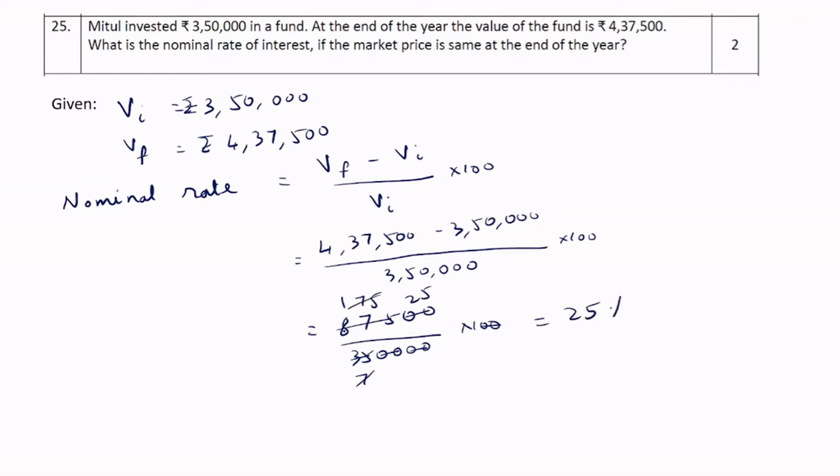So this is equal to 25%. Therefore, nominal rate is equal to 25%. Here writing what is given and the formula carries 1 mark. Calculation and final answer carries 1 mark.